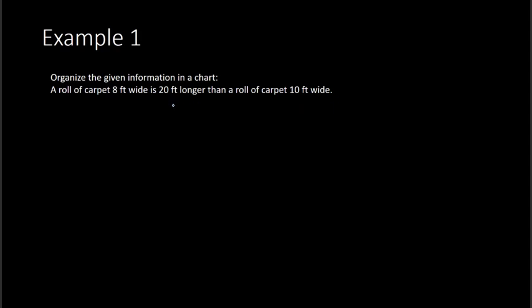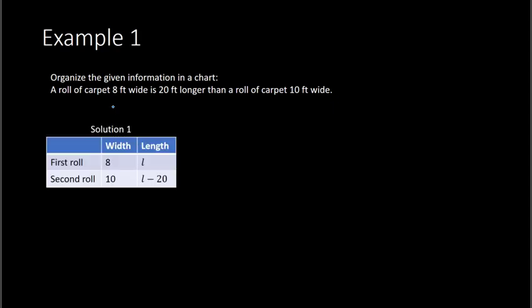Alright, so we have width, we have length, and then we have 2 different rolls of carpet. So within this table we need to have width and length, and then we need a first roll and a second roll. So here's a table that I could create. We have first roll and second roll here with row 1, row 2, and then width and length would be the 2 different columns.